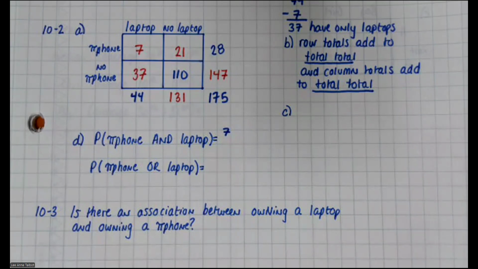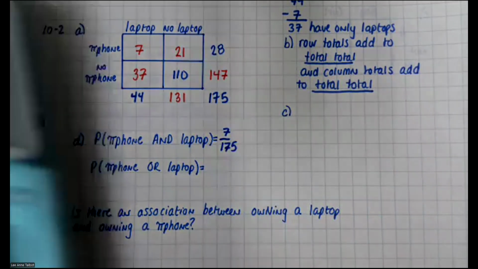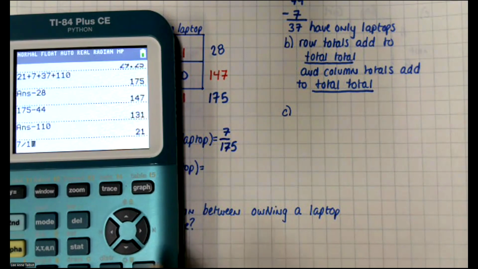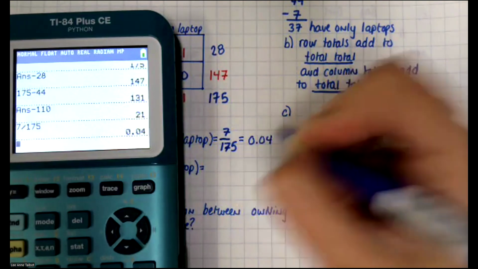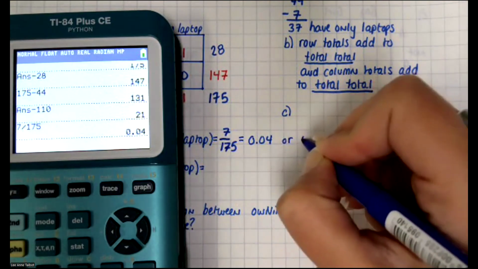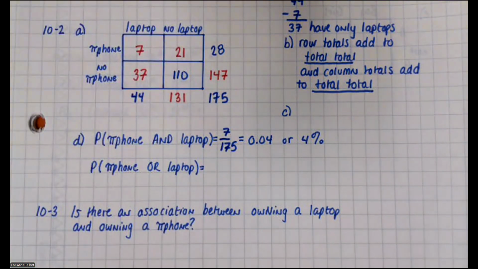Okay, so when you do probability problems, it's what you're looking for over the total. What's the total number of students in this one? 175. So the probability of a student owning both is 7 out of 175. No, not a big probability at all. 7 divided by 175. Okay, so we're going to write this two ways. We're going to write it as a decimal and then as a percentage. It's really important to me that you guys know how to go back and forth between fraction, decimal, and percent.